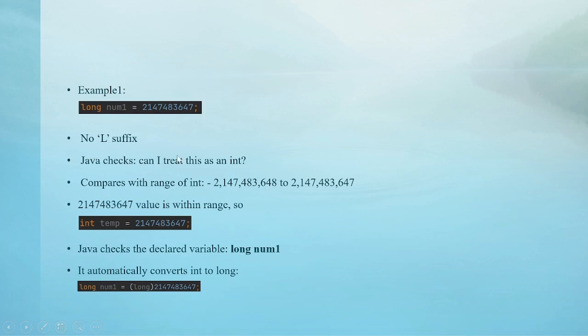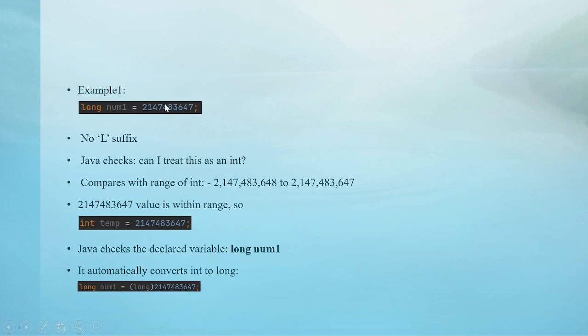So Java checks, can I treat this value as an int? Then it compares the range of the int data type. If the value falls within the range of the int data type, it will consider this as an int type. Then it checks the declared variable, which is num1, of long data type. So it internally converts from int to long. As we have declared the data type as long, this value will be converted to long internally.